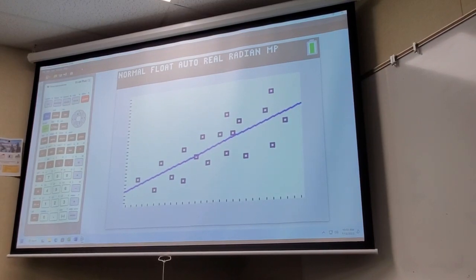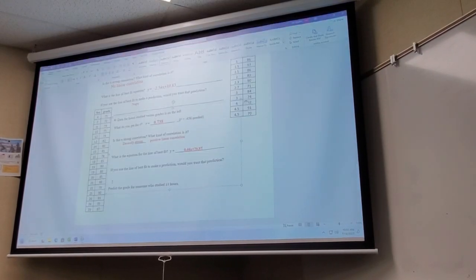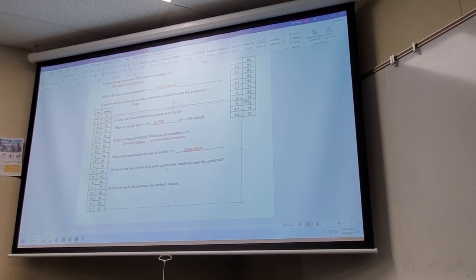What about this? There's another question on here. There are two more questions. If you use the line of best fit to make a prediction, would you trust that prediction? Yes, totally, because not only do we find correlation, it's actually decently strong. Even if it was weak, I would still trust it. It's better than just telling somebody the average, right?